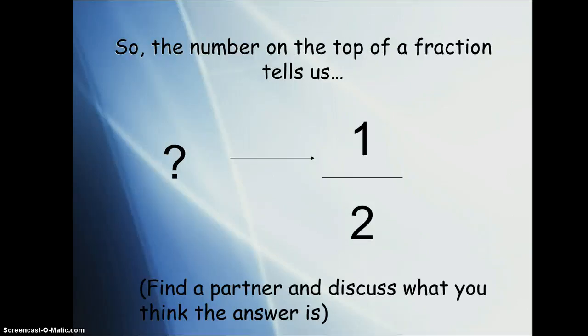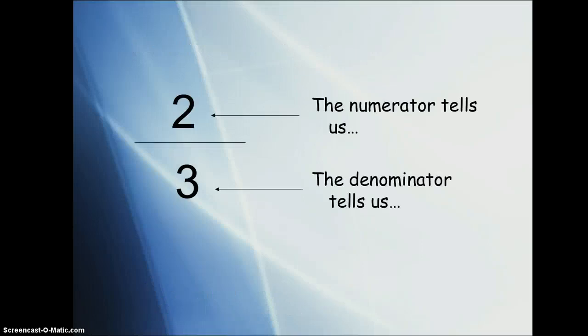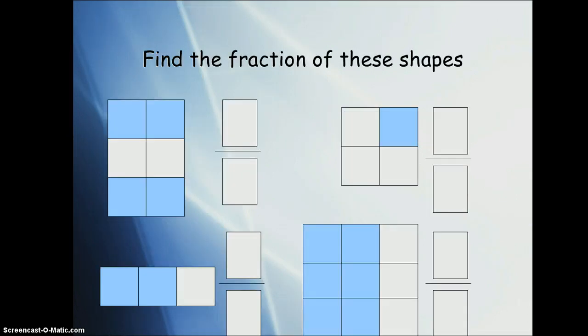So the number on the top of the fraction tells us how many pieces we're talking about. The numerator tells us the number of pieces we're talking about. The denominator tells us how many are all together, the total number of pieces in the whole. Find the fraction for these shapes. Again, go ahead and take that scrap paper and tell me what the numerator and the denominator would be.